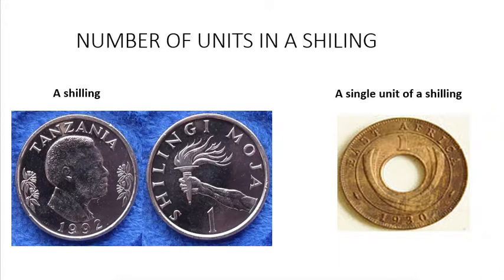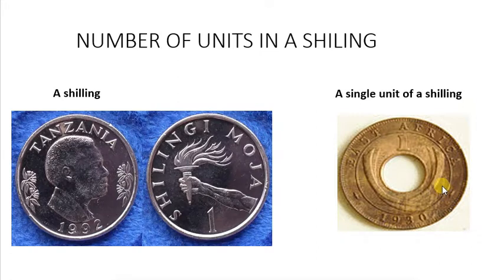Look at this picture. It is a shilling. This is a single shilling. This is the back side of the shilling and this is the front side. Now a single unit of a shilling is a cent. So this is a cent.